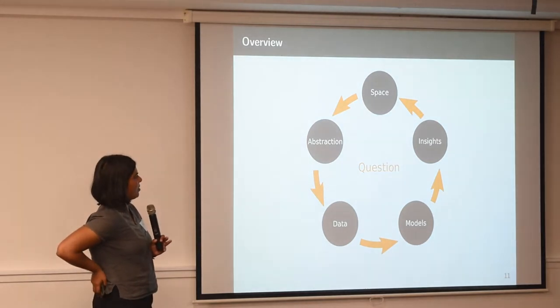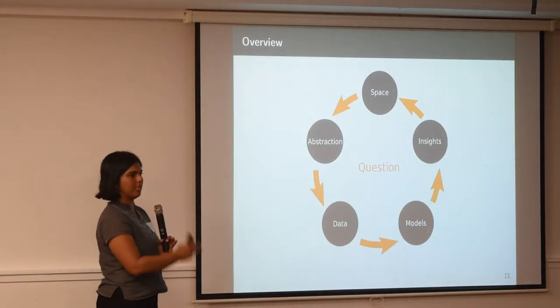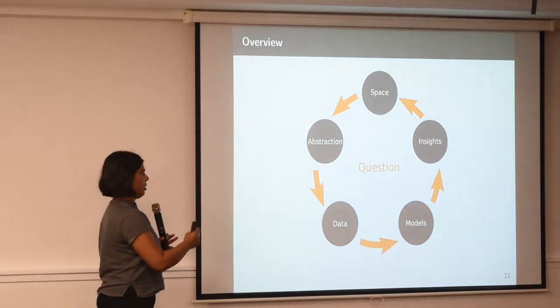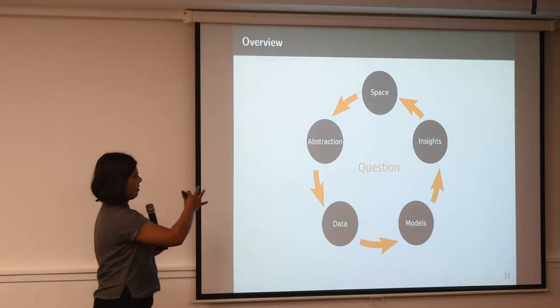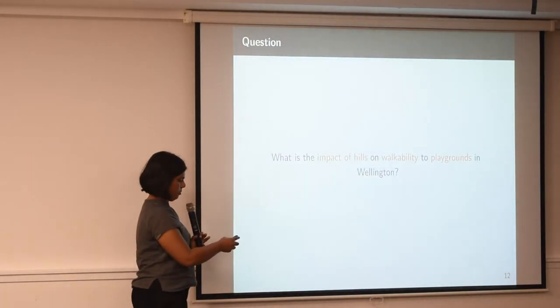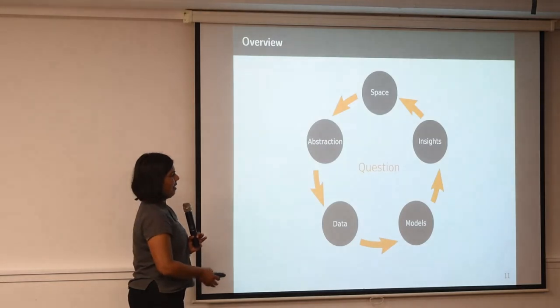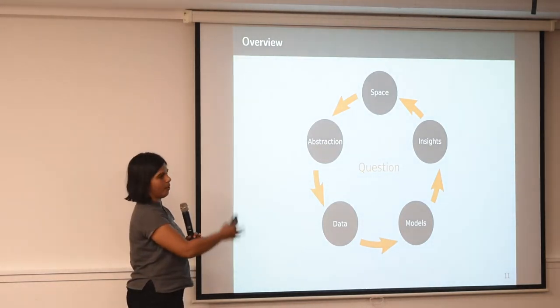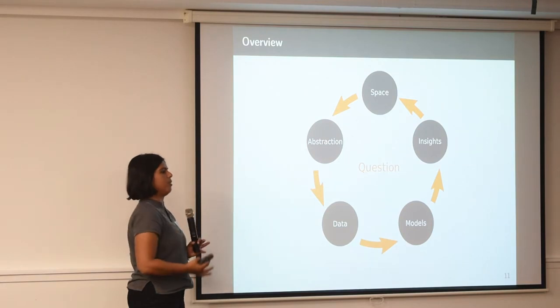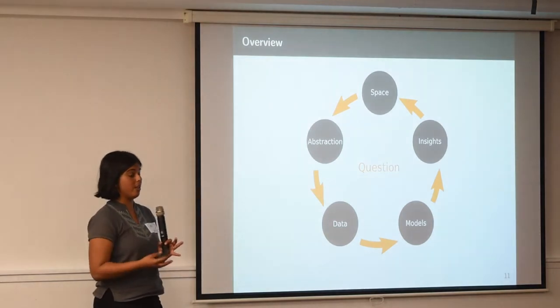Lots of fun circles. The central part is a question, so you need to be really clear about what you're actually doing, and we'll get to that next. And there's this whole thing about then describing your space, abstracting it, getting your data from the abstraction, and then you've got the statistical model part, which we'll go through, and then you've got a whole bunch of insights that will hopefully then tell you a little bit more about the question that you're actually interested in.